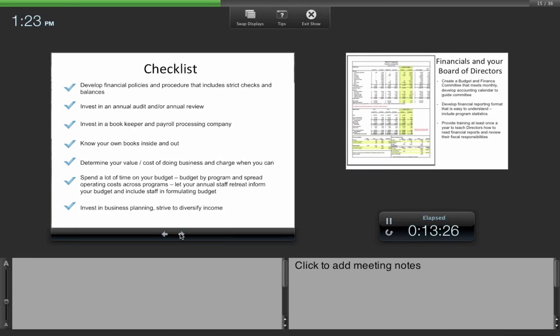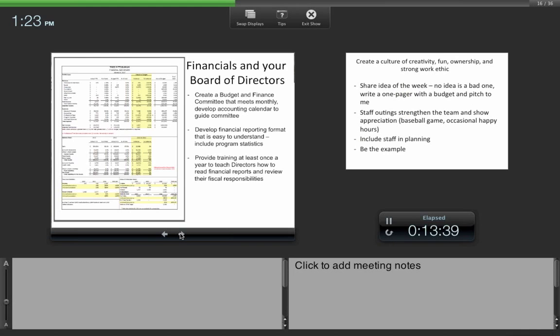Invest in business planning. Strive to diversify your income. What we do carries value, and we should be able to make some money off of it. This is an example of what we call the financial scorecard, and Kevin created this for us. We use it across all 4 organizations.